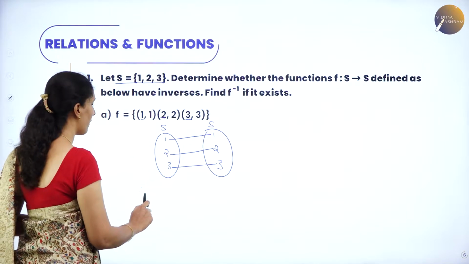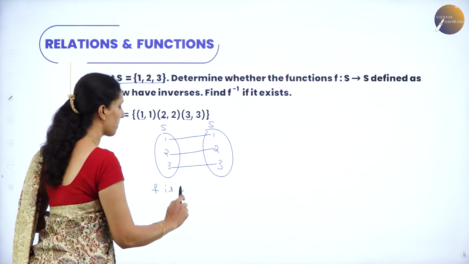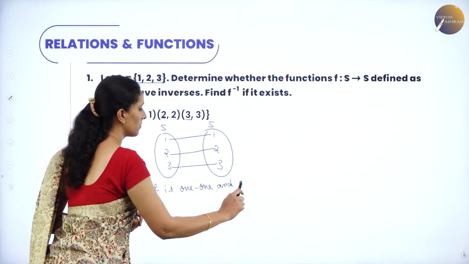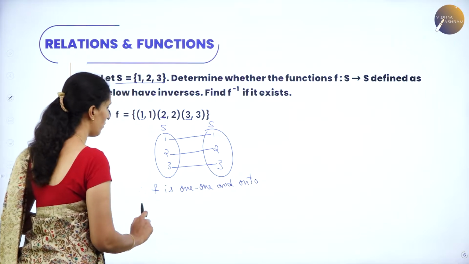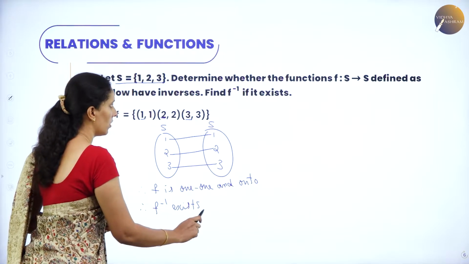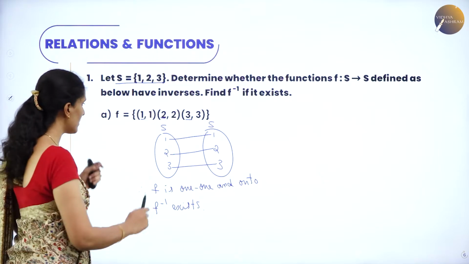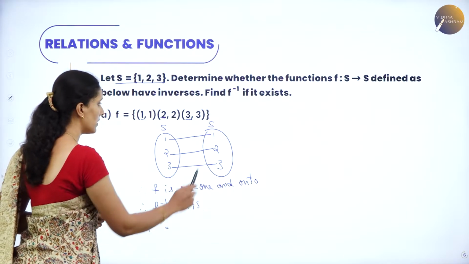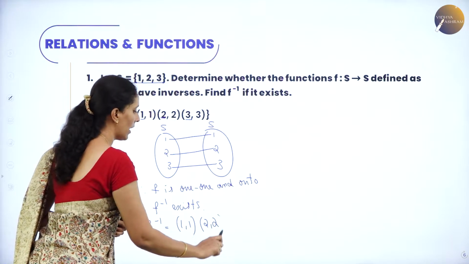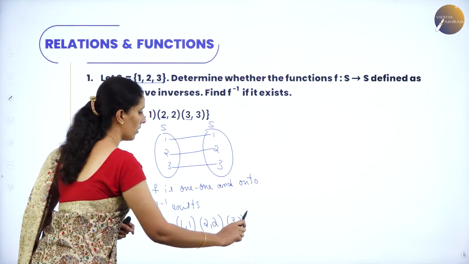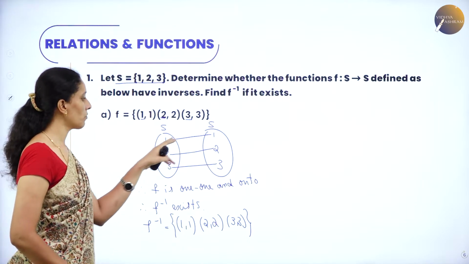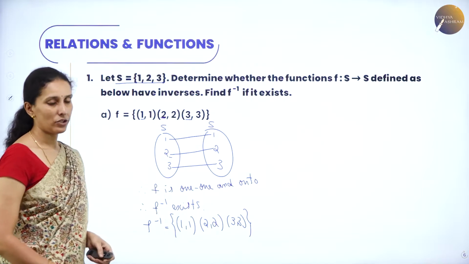So therefore we can write F is 1-1 and onto. So therefore F inverse exists. Now we have to write F inverse, if it exists. So F inverse is also 1, 1, 2, 2 and 3, 3. F inverse means back from S to S. For 1 it is 1, for 2 it is 2, for 3 it is 3.